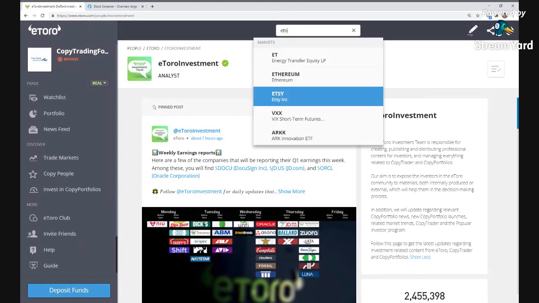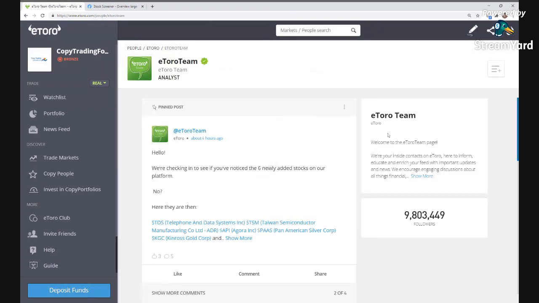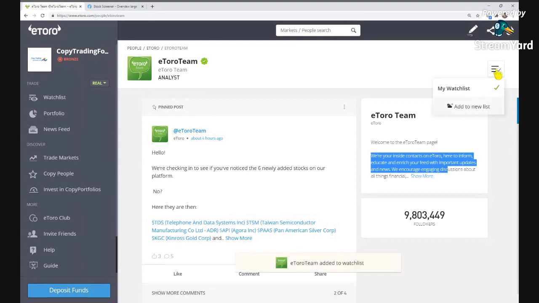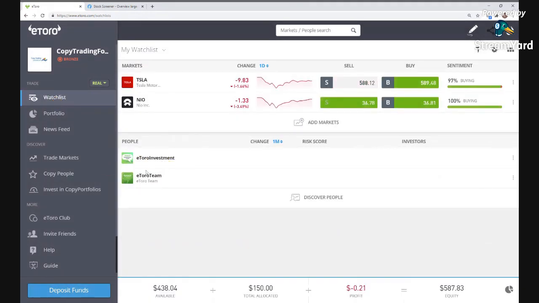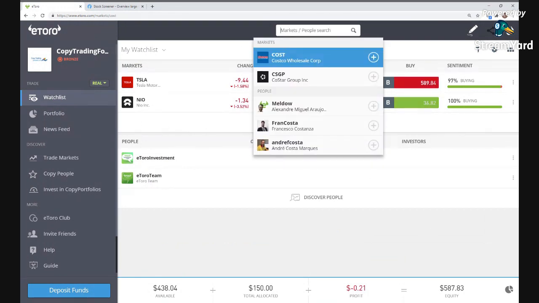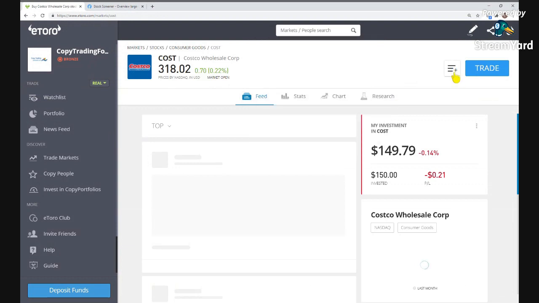And then I'm going to also add one more. I type in eToro team, okay? And I'm going to follow them or add them to my watch list. This is where eToro informs and educates about different news and updates about their services. So I'm going to add that to the watch list. You just click on there to add it. So I go back to my watch list and I have eToro Investments and eToro team. And the last one I'm going to add is the stock that I just bought, Costco. So go to Costco and I'm going to add that into my watch list.